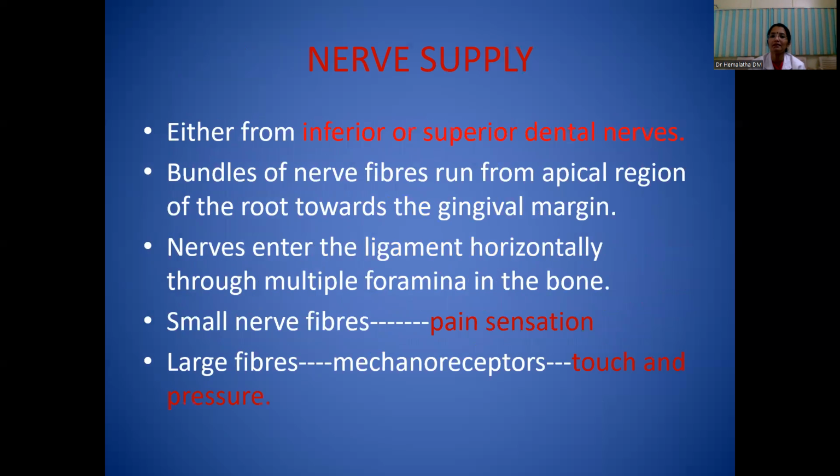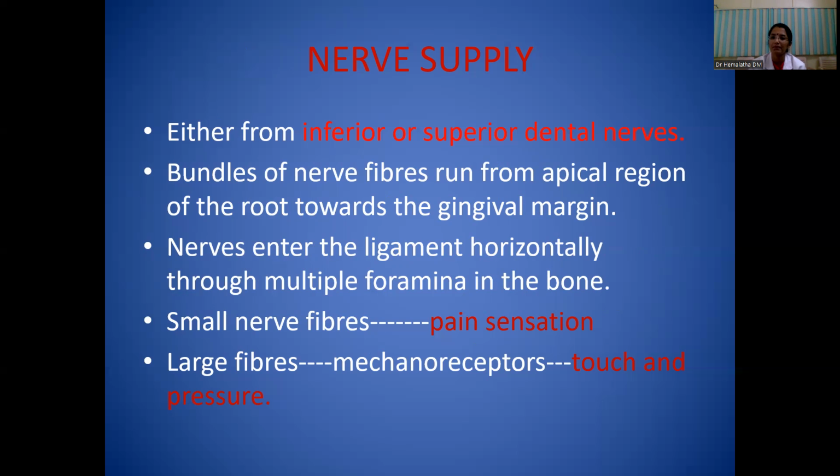Coming on to the nerve supply, they are from either the inferior or the superior dental nerves. The bundles of nerve fibers run from the apical region of the root towards the gingival margin. The nerves enter the ligament horizontally through multiple foramina in the bone. The small nerve fibers are used for pain sensation, and the larger nerve fibers are the mechanoreceptors which sense the touch and pressure impulses.